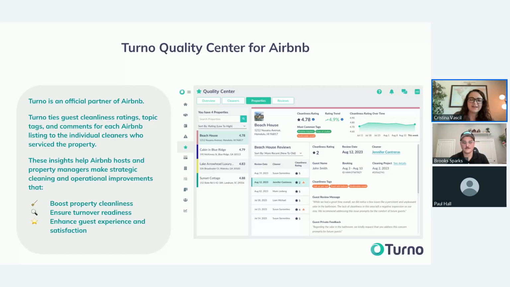All right. Thank you, Brooks. So this next part is part of our partnership with Airbnb that we're super excited about. We have built something called the Quality Center. So this is really neat in the sense that this is bringing in cleanliness ratings from Airbnb, topic tags, and comments from every single one of your Airbnb listings to the individual cleaner. So it's tagging to those individual cleaners that you have within Turno.